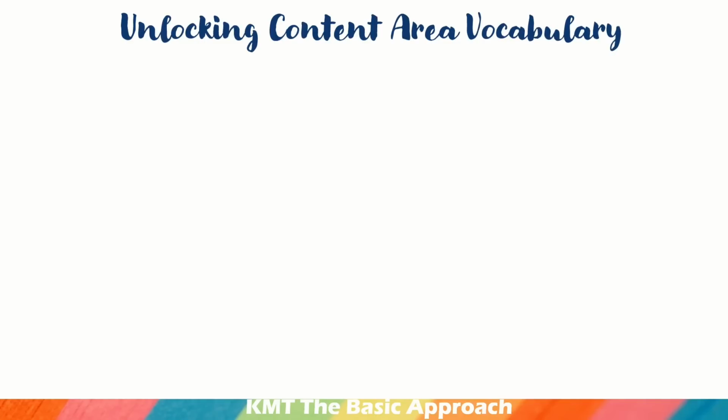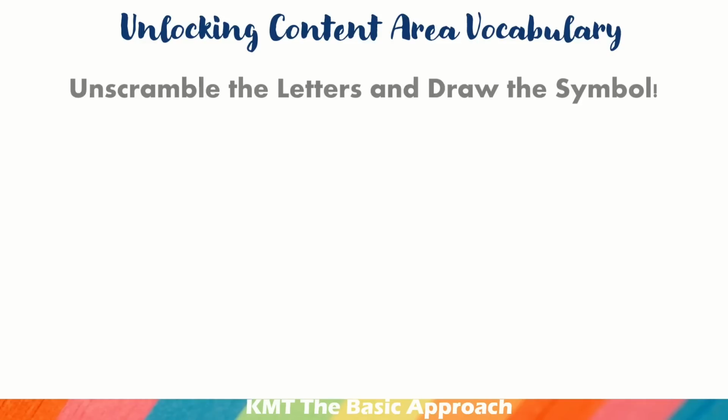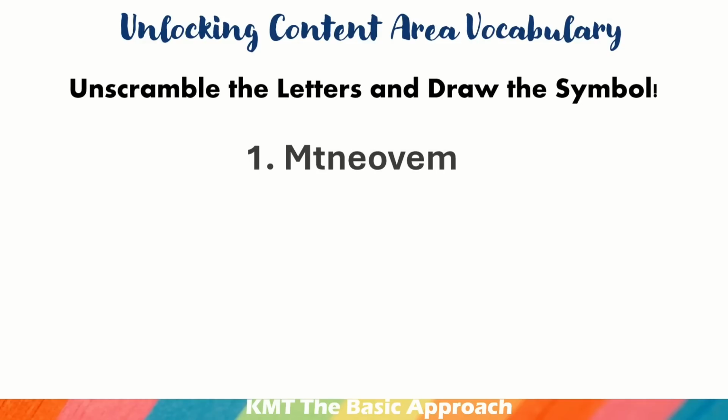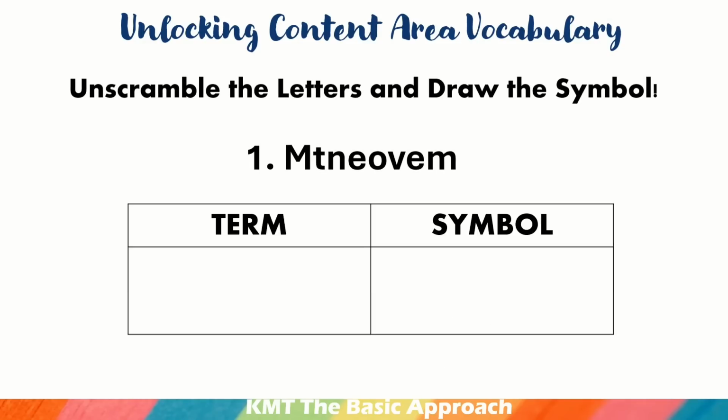Unlocking content area vocabulary. Unscramble the letters and draw the symbol. Number 1. What is the correct term and symbol for this? Good job! The correct term is movement. And this is the correct symbol.